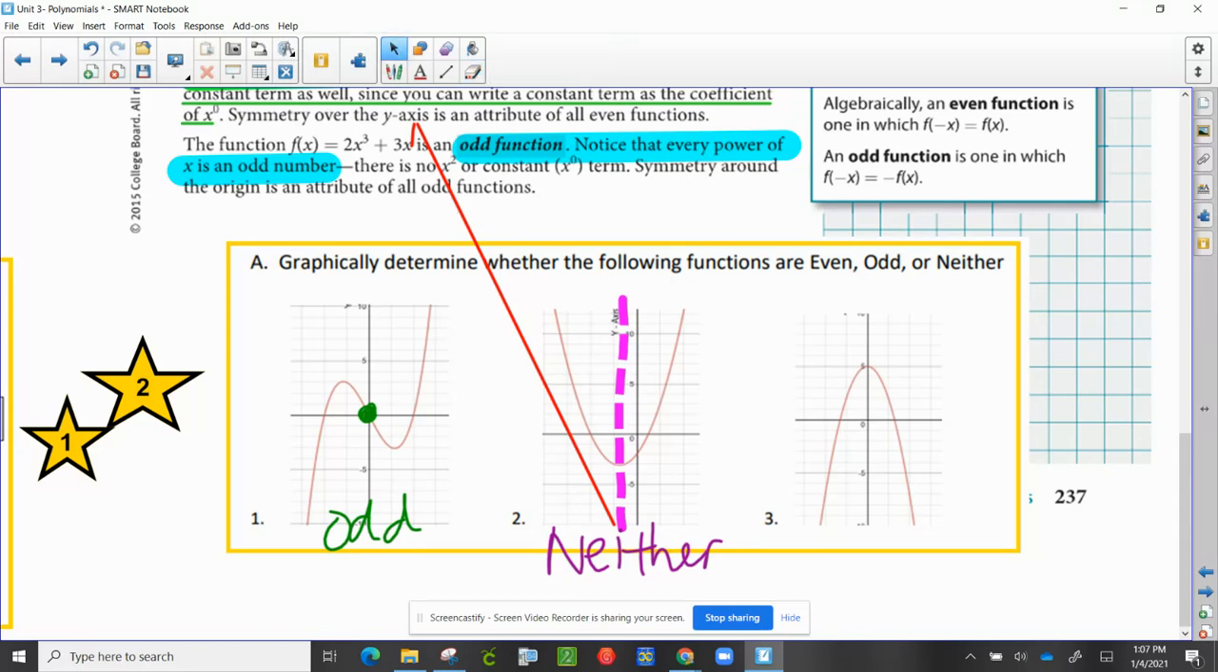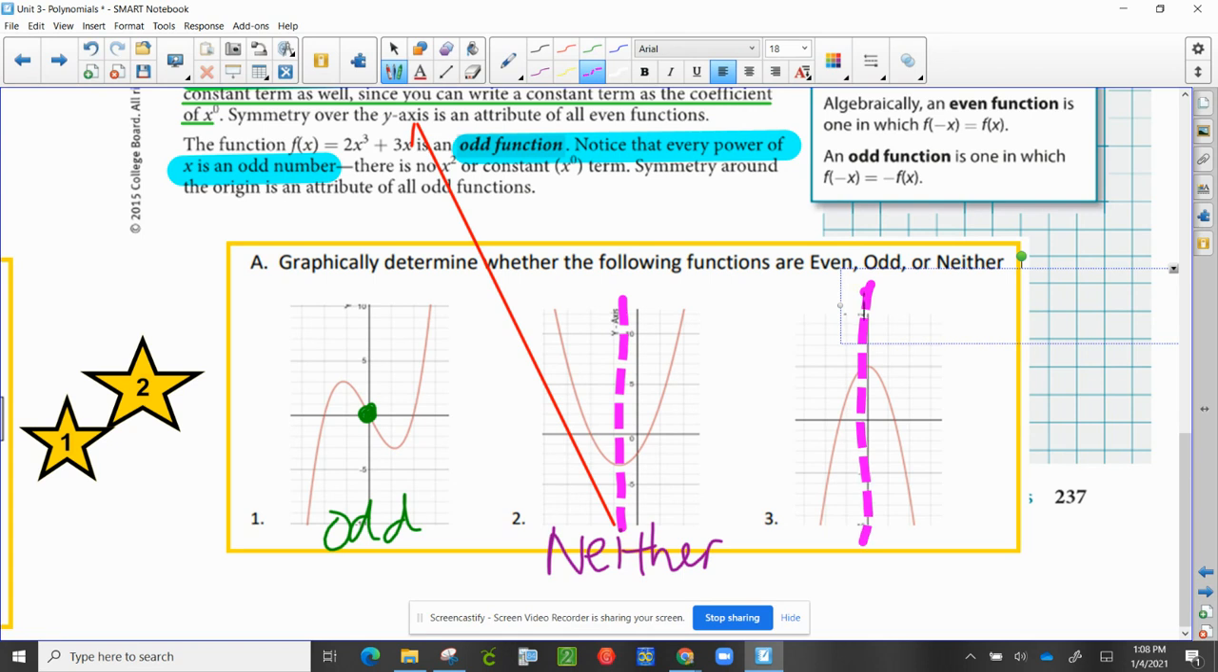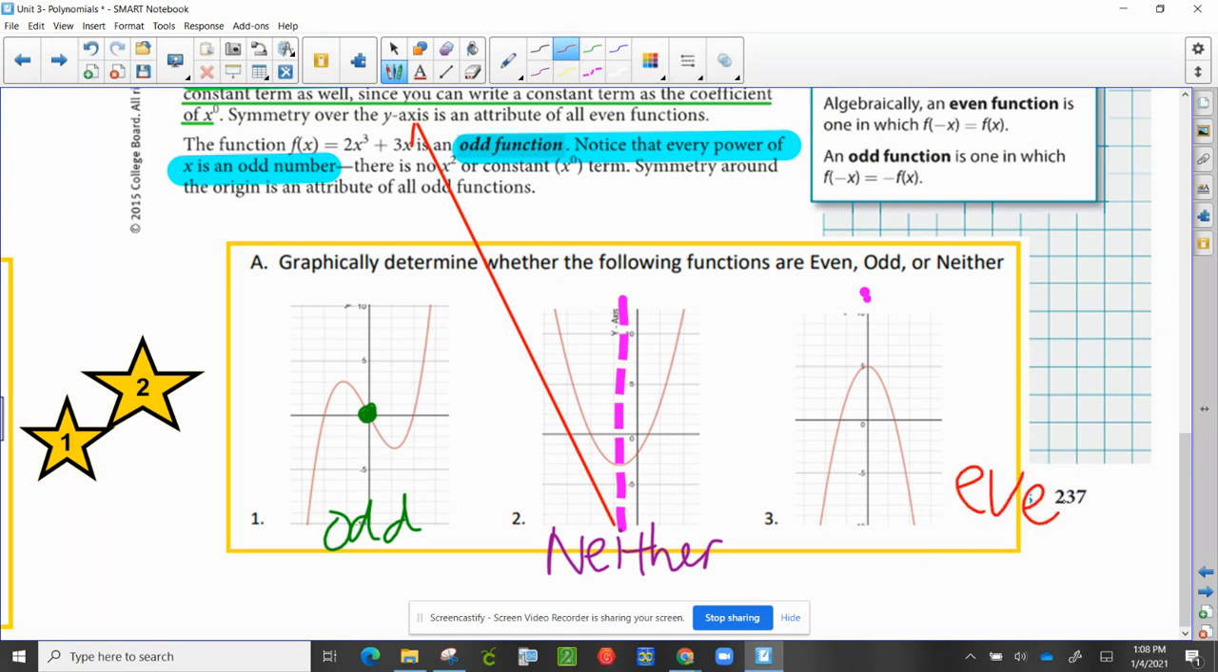And last, if I look at 3, you can see that that has symmetry on both sides. It's a mirror image. And that symmetry is about the y-axis. So this one is an example of an even graph. Okay, so that's how you can determine if something is even, odd, or neither based on how the graph looks.